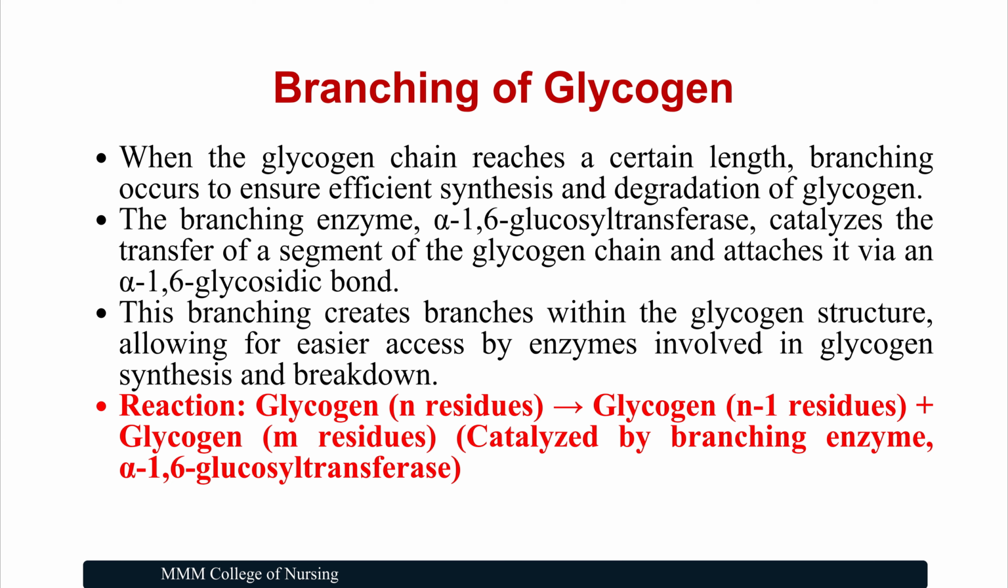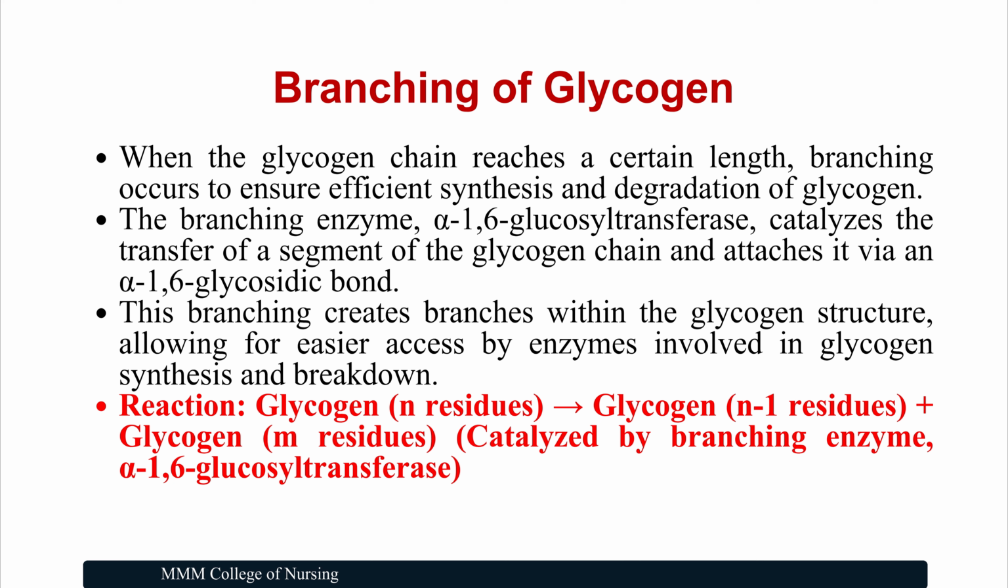When the glycogen chain reaches a certain length, about 11 glucose units, the branching enzyme steps in. The branching enzyme is called alpha 1,6 glucosyltransferase. It cuts a segment of about 6 to 7 glucose units from the end of the chain and transfers it to an internal position on the same or a nearby chain. It attaches the segment using an alpha 1,6 glycosidic bond instead of an alpha 1,4 glycosidic bond. This creates a branch point.